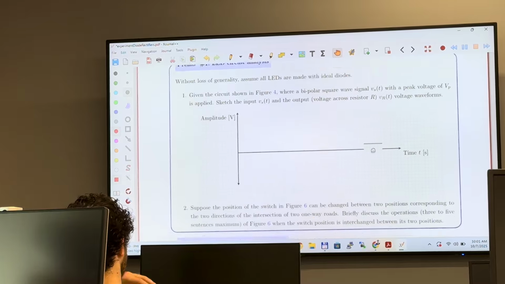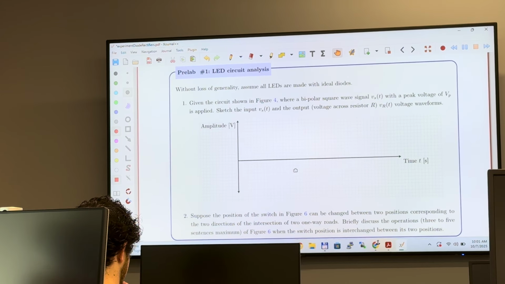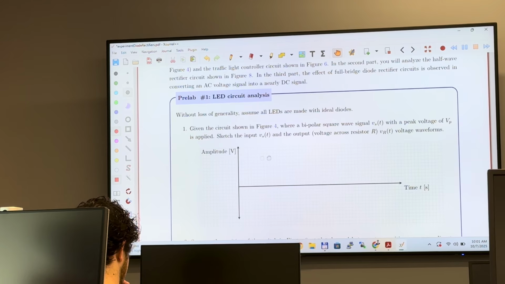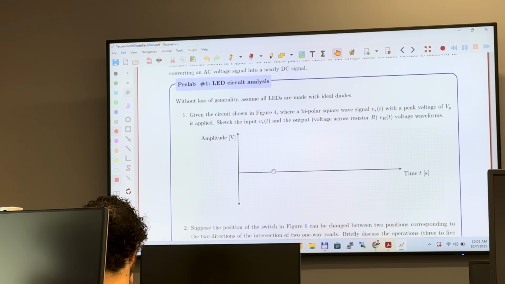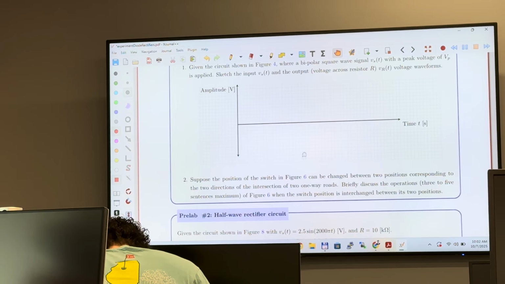Now for the pre-lab, guys, here I'm asking you, this is just a sketching, okay? Go to figure 4 and see what the output should be. Because you are passing a square wave through an LED, how should the output look? You sketch that.